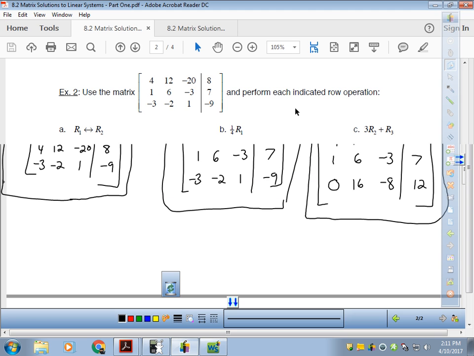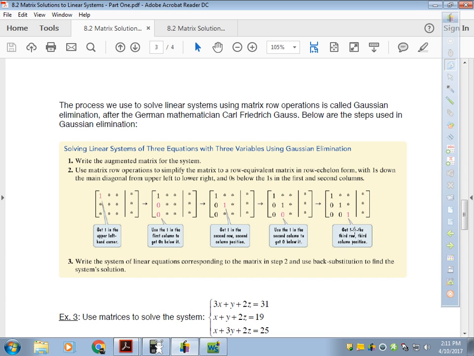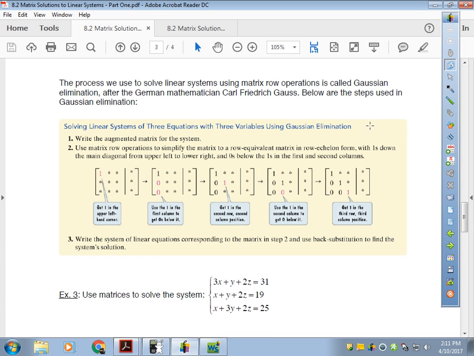Okay. So, as I said, we're going to use these row operations to take our system of equations, turn it into a matrix, and then put it in row echelon form. So, again, first step is always to write your matrix. Take your coefficients and your constants, write your augmented matrix. Step 2, get it into row echelon form.